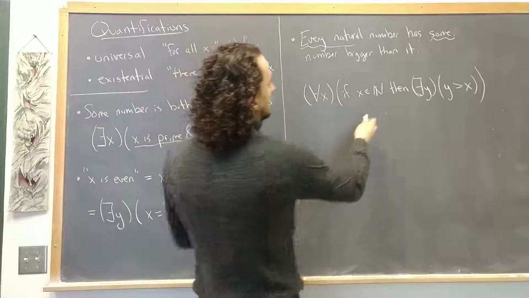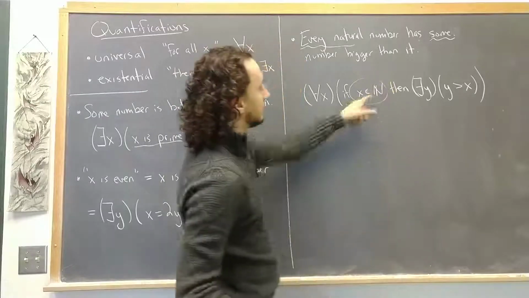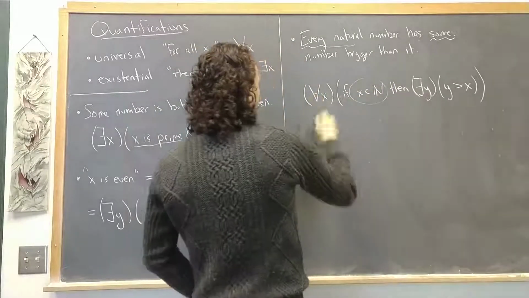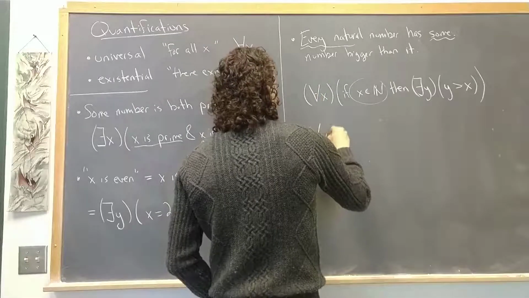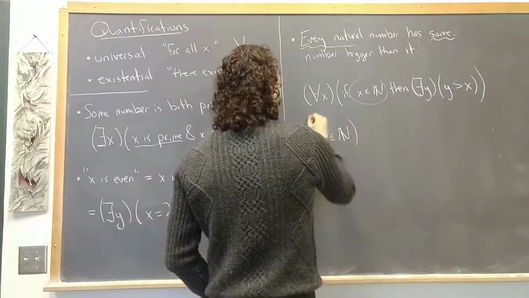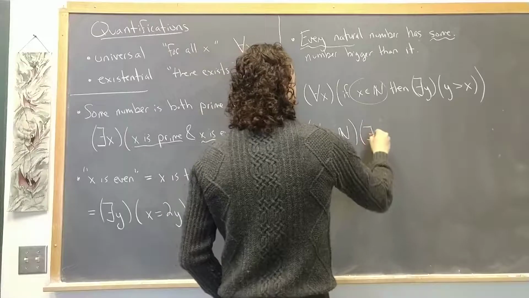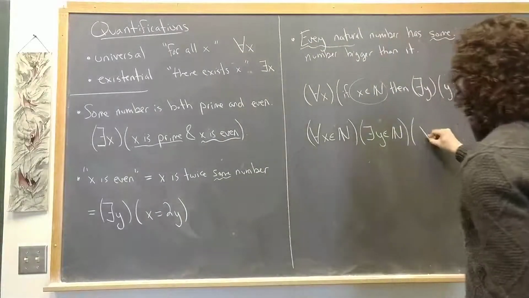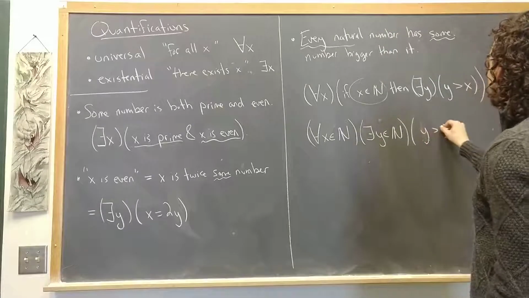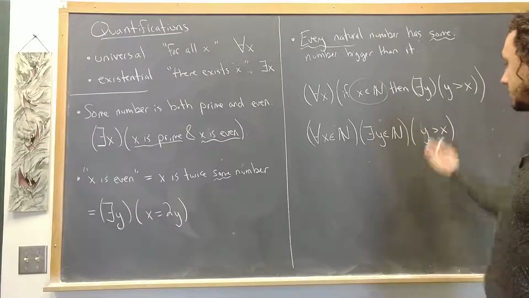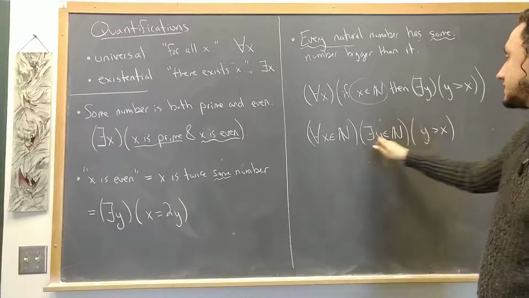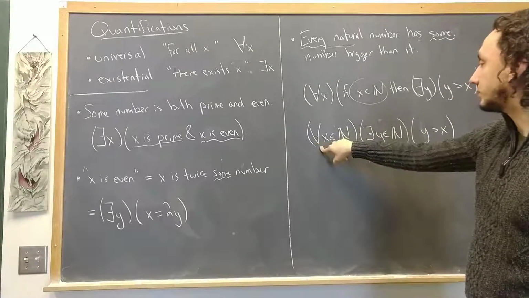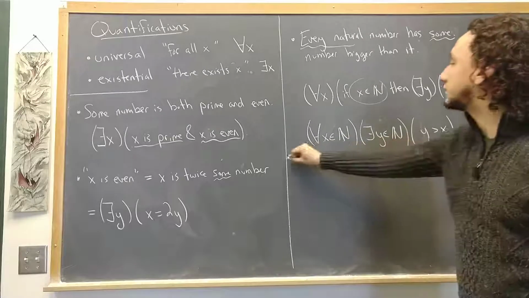And something that we sometimes do is we pull this domain of quantification, the thing that we're trying to quantify over, here numbers, into the quantifier to write things more succinctly. So we write, for all x in N, for every natural number x, there exists a y, also a natural number, such that y is greater than x. And this is another true statement. Every number has something that's bigger than it. And we have two quantifiers in a row here, a universal quantifier followed by an existential quantifier.